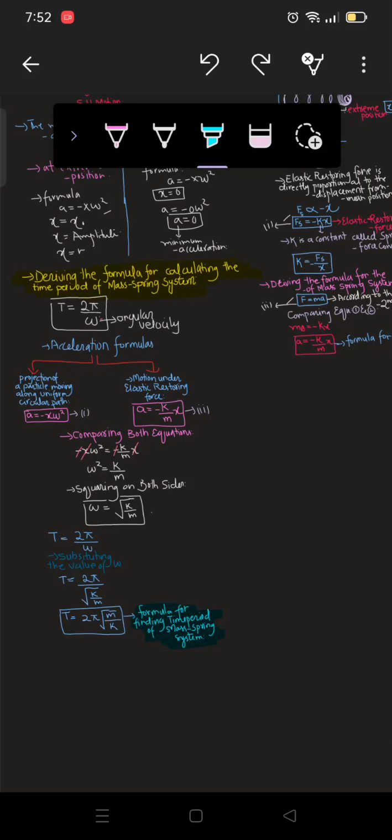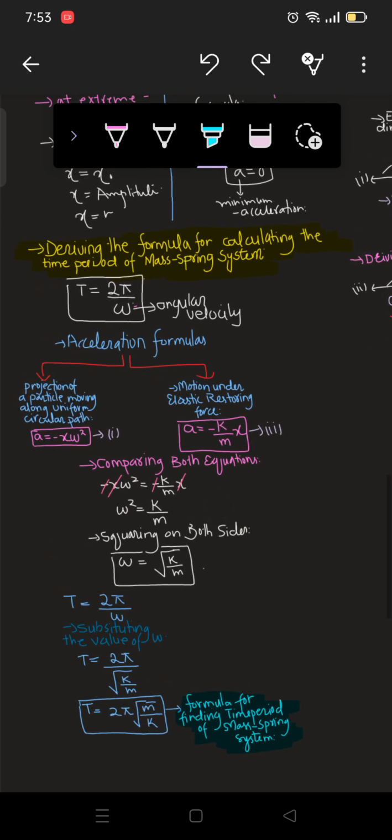Okay, so as in the last video we have derived the formula for calculating the time period of a mass spring system, or time period of motion under elastic restoring force, or time period of Hooke's law. We initially started with our general equation of the time period: time period is equal to 2 pi over omega. We also knew that omega has nothing to do here, right? So we need to remove this omega, this angular velocity.